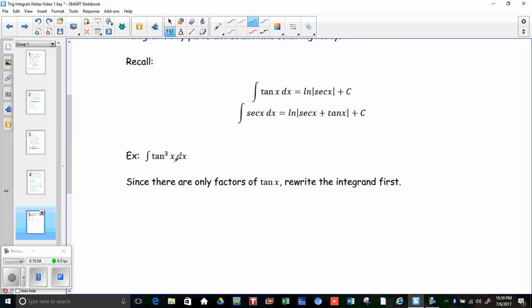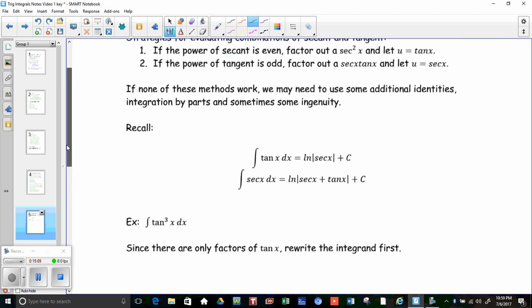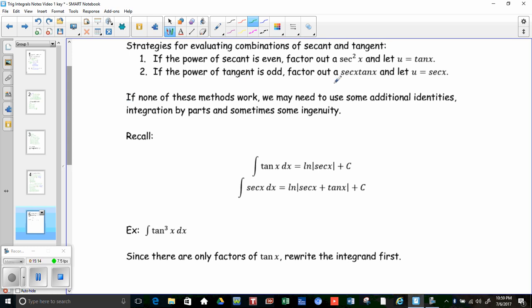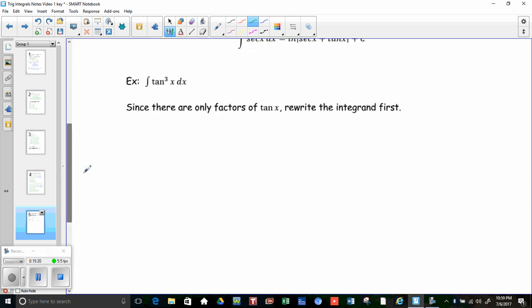So we've got the integral of tangent cubed. Again, notice we did not have any strategies up here specifically dealing with just tangents. It does say that if we have an odd power of tangent, we're going to factor one out and do a secant tangent, but we don't have an extra secant in here. So what are we going to do here? Since they're only factors of tangent, we want to rewrite the integrand first. We are still going to split a tangent out. So we get tangent squared tangent x dx. And we're going to change that tangent squared to be secant squared minus 1.